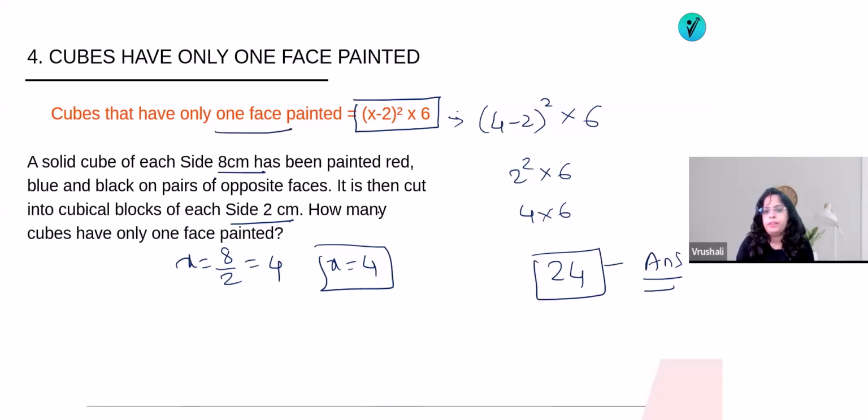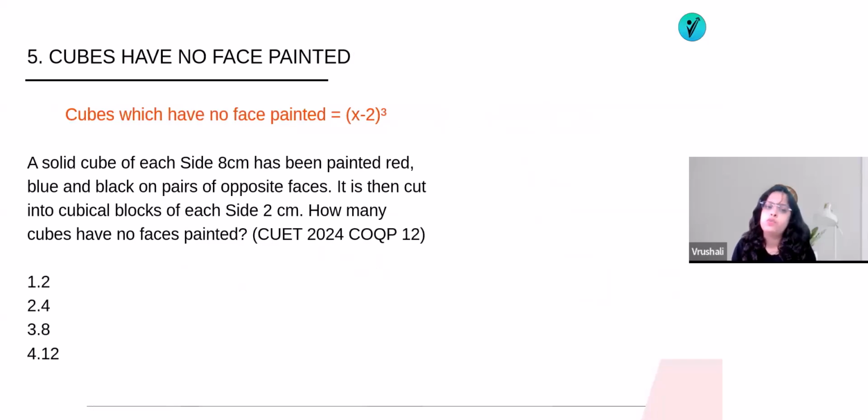Again, most important. Okay, I hope you are getting this. You just have to remember these formulas. Okay, and now we will go on to the last one, in which we look at cubes with no face painted. This is the question which they asked in the CUET paper, March 2024 CUET paper.